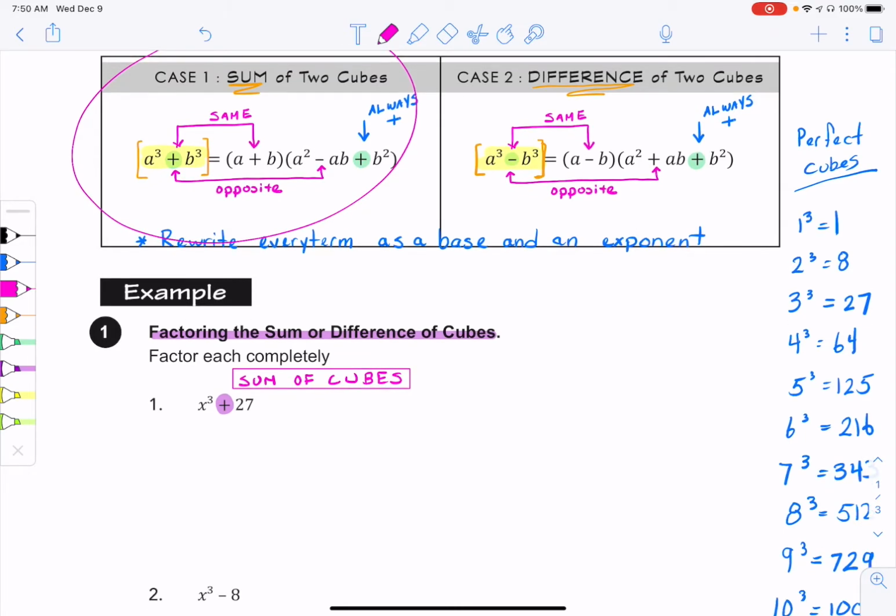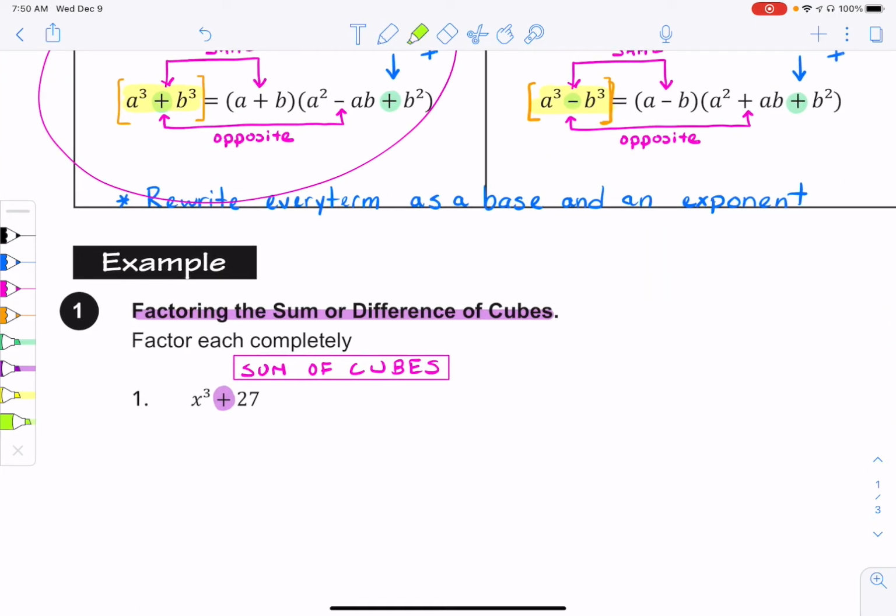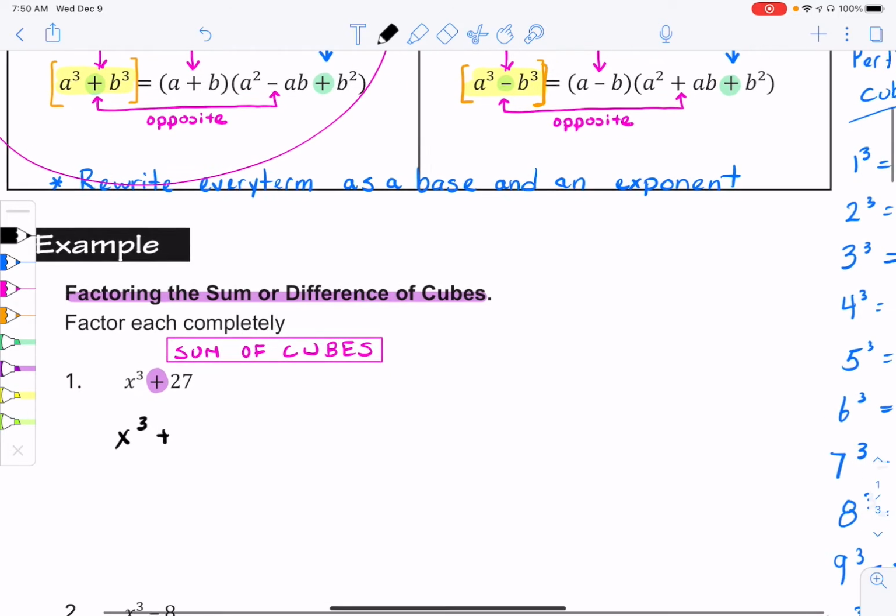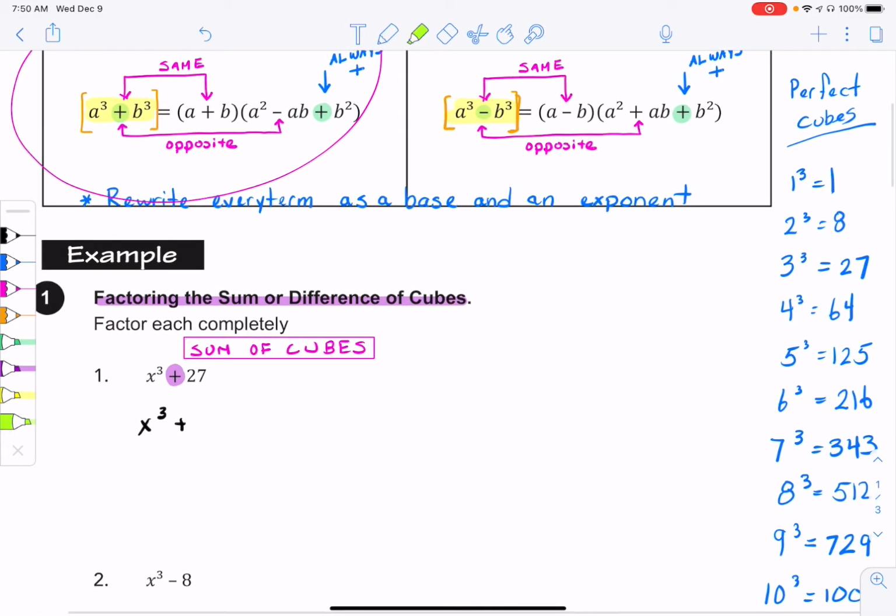All right, before I start, I need to rewrite every term as a base and an exponent. Obviously, this first term is already x cubed, so I'm going to write this as x cubed plus, and then 27, let's look at my list. 27 is 3 cubed, so I can rewrite 27 as 3 cubed. Okay, and now I need to factor it.